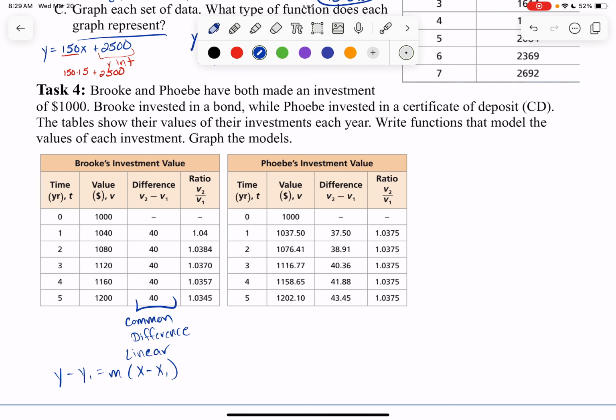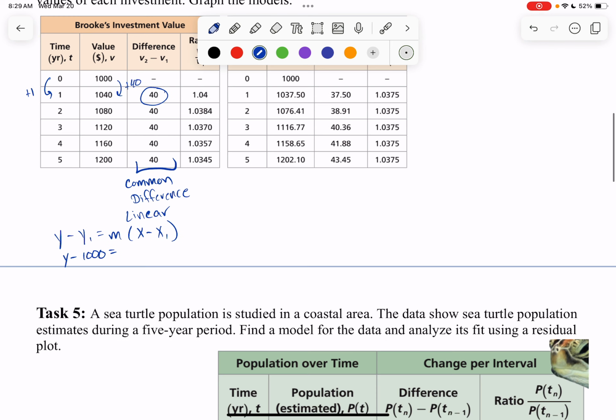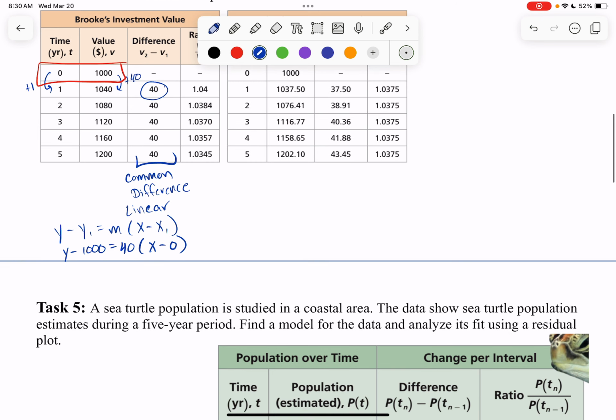So let's go ahead and create that linear model. Again, I need an x1, y1. Pick any of these. I'm going to pick this first one, this guy right here. So I would have y minus my y1, which is 1,000. Slope. What is the slope here? Well, this goes up by 1 each time. And this goes up by, well, they give us the difference here, up by 40. So my slope would be 40 over 1, which is 40. Times x minus x1, which is 0, because I'm using this point right here. You could pick any point. That's just the one we used. x minus 0 is x.